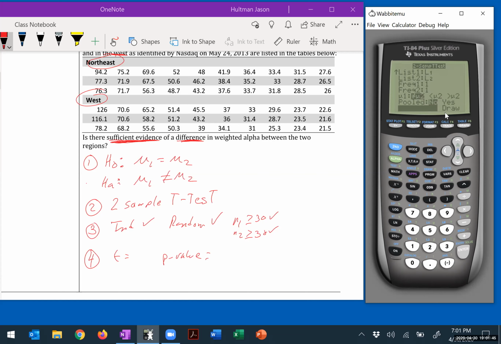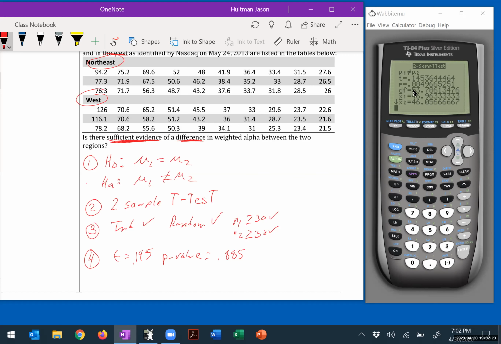Okay, t is coming out to about 0.145, and a p-value of 0.885. Okay, p-value is huge. It's very big.